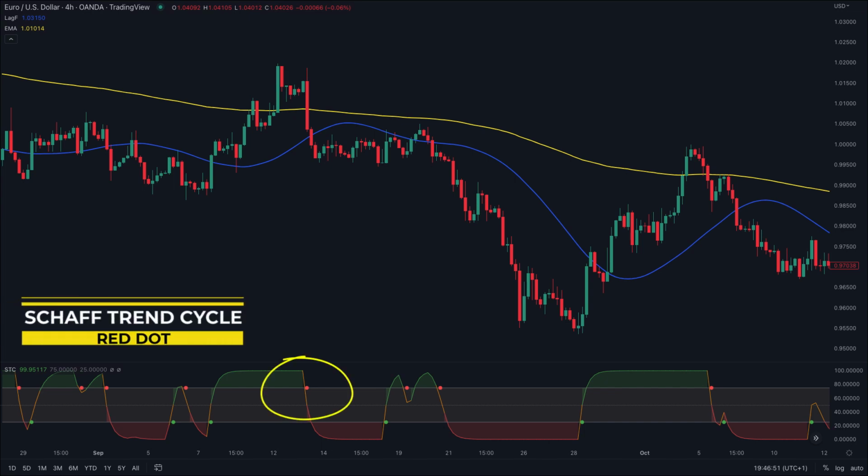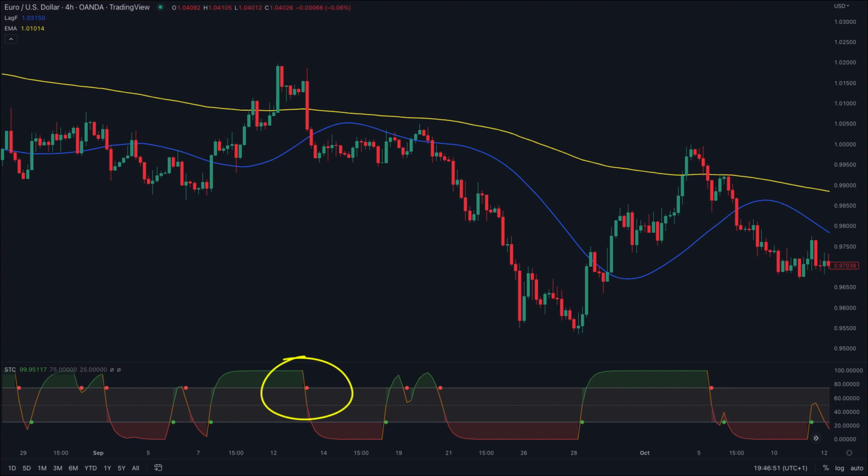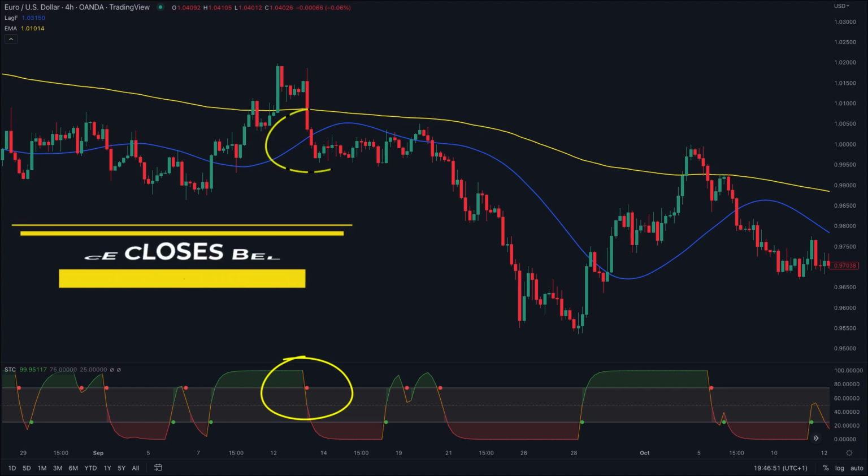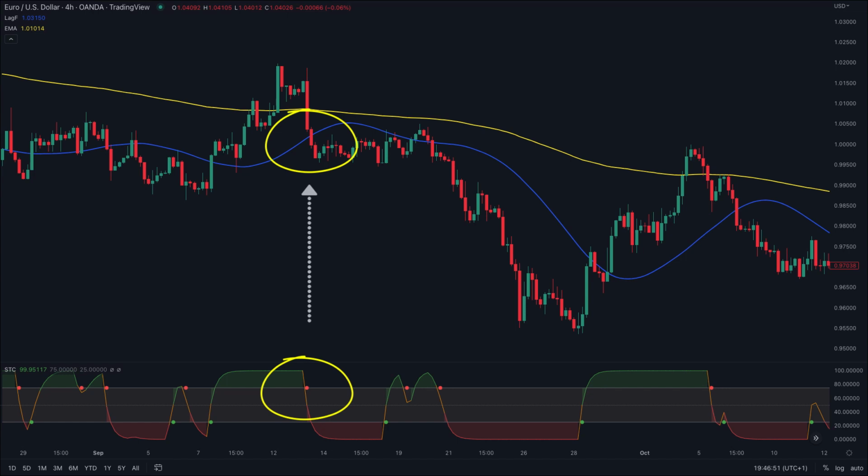First, wait until Schaff trend cycle shows a red dot. Second, we have to wait until price closes below Laguerre filter and 200-period exponential moving average. Finally, we place a sell order at the close of the candle.